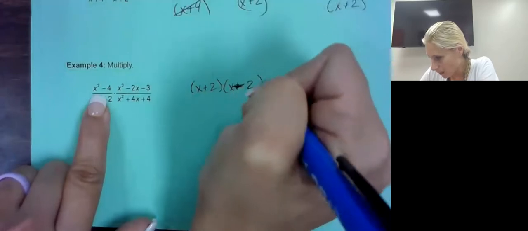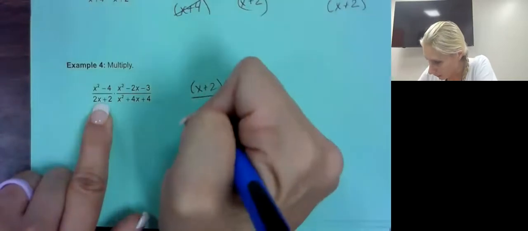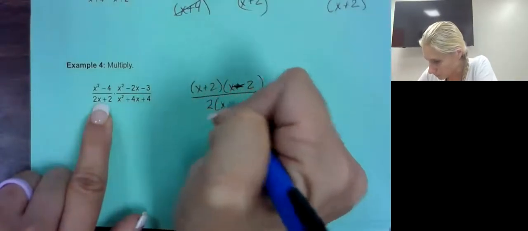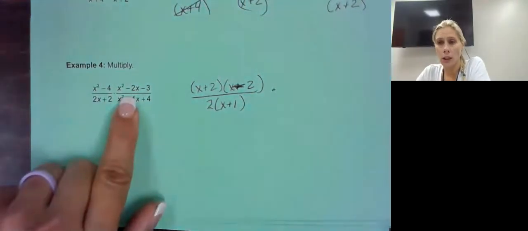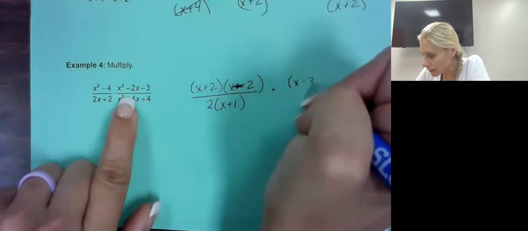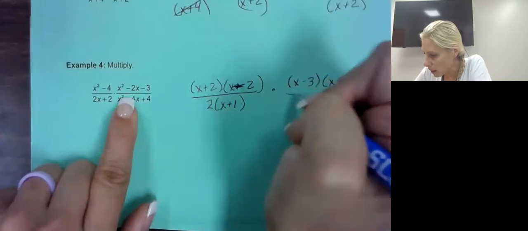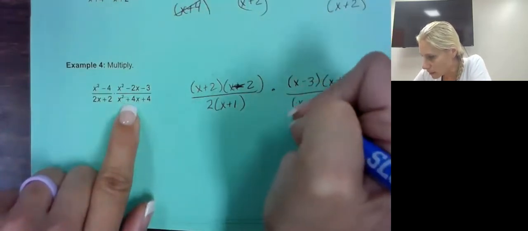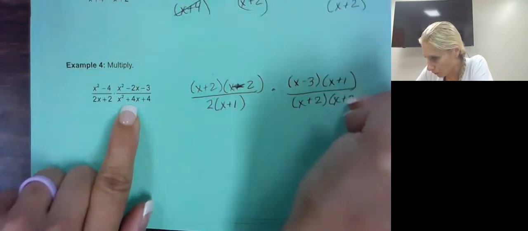On the bottom there, I see, what do they have in common? They have a 2 times. Now, I'm going to factor quickly, but you take your time if you need to with your box method or your grouping. This factors out to x minus 3 times x plus 1. And on the bottom, factors out to x plus 2 times x plus 2.